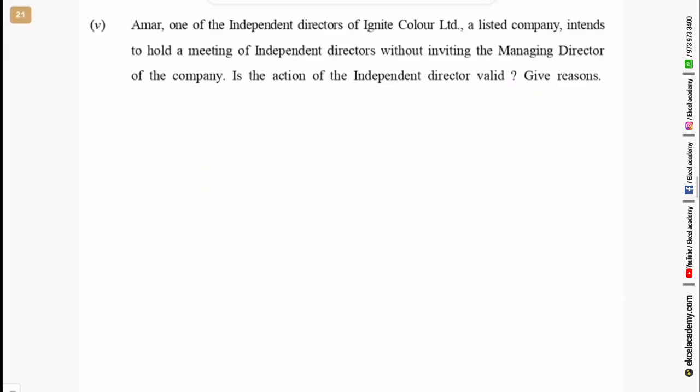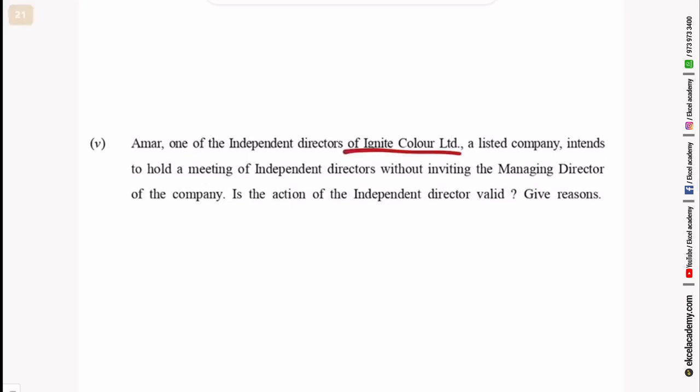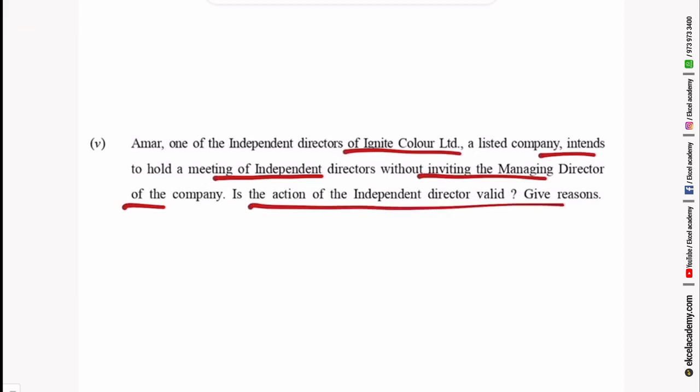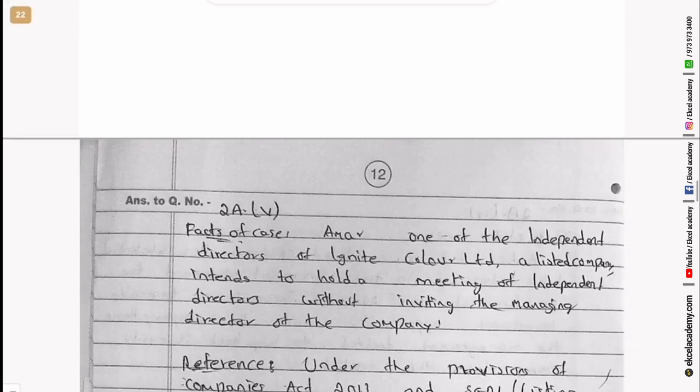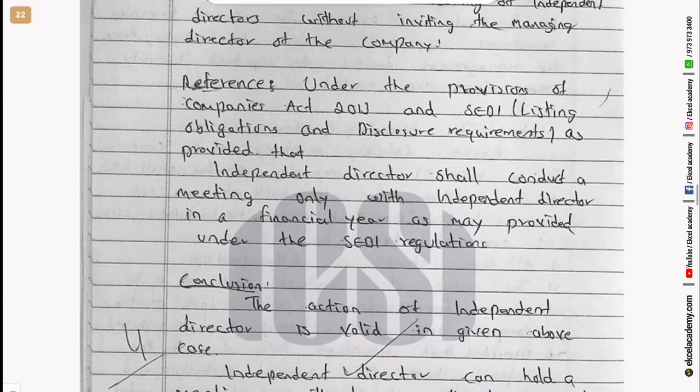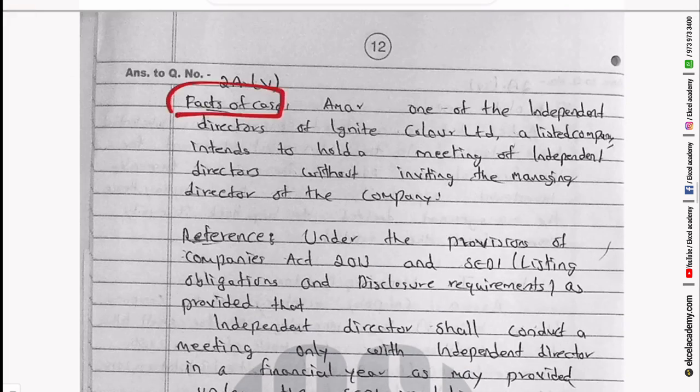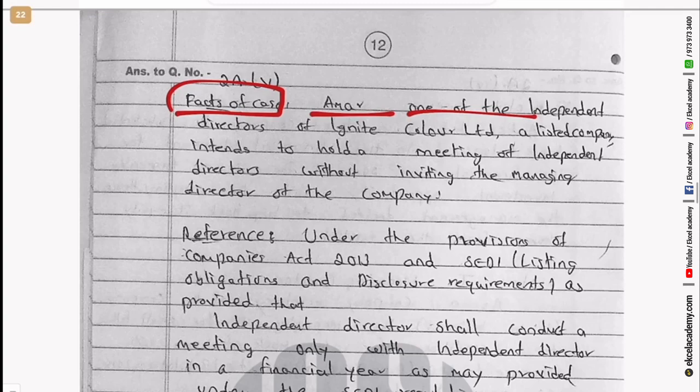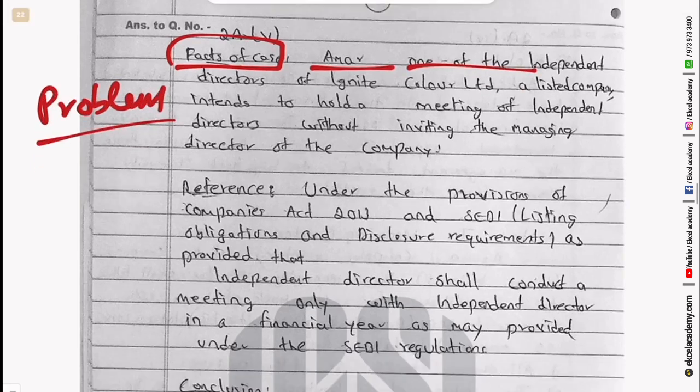Right? Amar is one of the independent directors of a company. He intends to hold a meeting of independent directors without inviting the MD. So can he do it? Can we have a meeting of independent directors without the MD? First he has given the facts of the case, what Amar wants to do. Excellent. So you have understood the problem, and the person correcting will know that you have understood the problem.